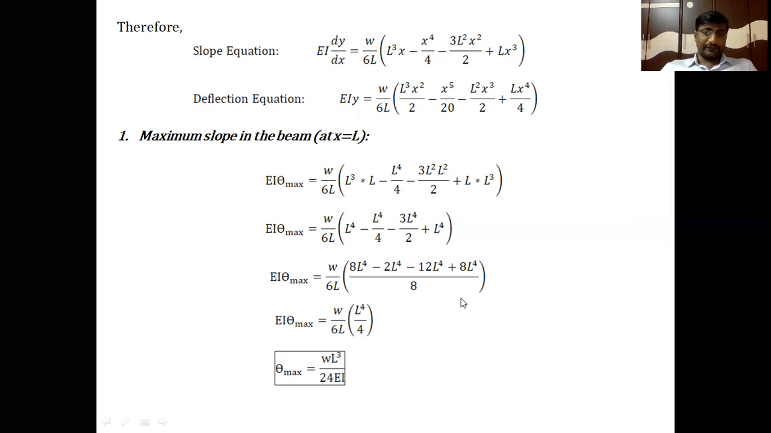This is the formula for maximum slope at the free end, WL cube by 24 EI. In this formula, W is the uniformly varying load, that is the maximum load at the fixed end. L is the span of the beam. E is the Young's modulus, I is the moment of inertia. Both EI are combinedly called flexural rigidity. It represents the strength of the section.